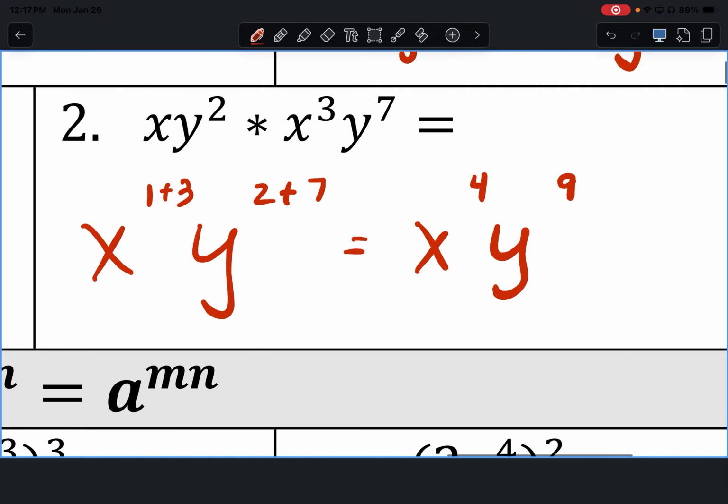Okay, this first x has an exponent of 1. So we would do x to the 1 plus 3, which gives us 4. Then y to the 2 plus 7, which gives us 9.